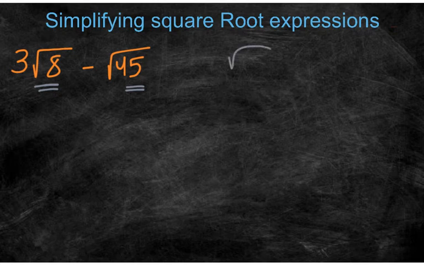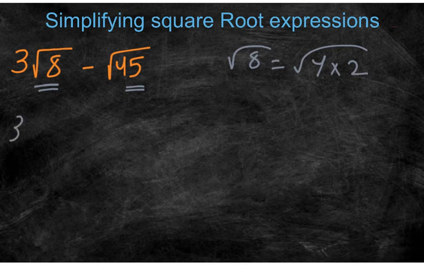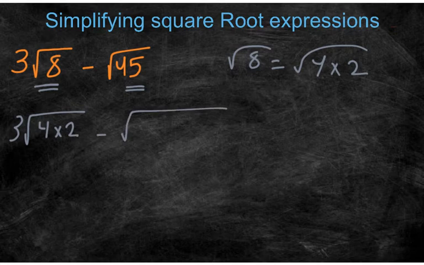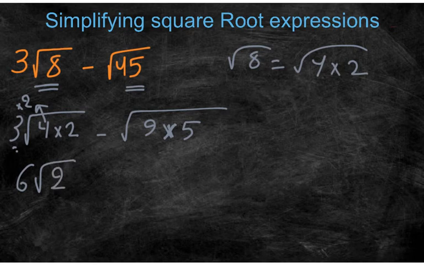Square root 8, we can write it as square root 4 times 2. So it will be 3 square root 4 times 2 minus square root 45. We can write 45 as 3 times 15, but we take 9 times 5 because 9 is a perfect square. Here the square root of 4 is 2, so it will multiply by this number. It will be 6, and 2 is not a perfect square, so we put it inside the square root.